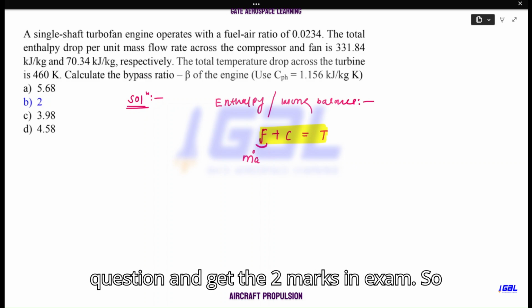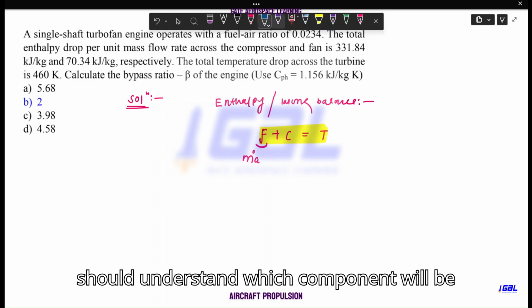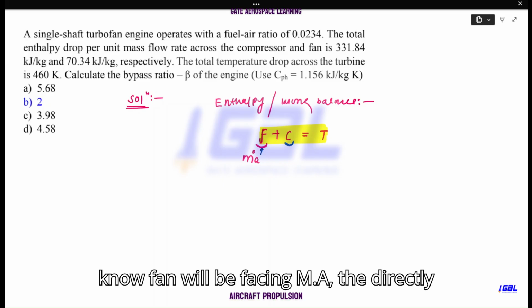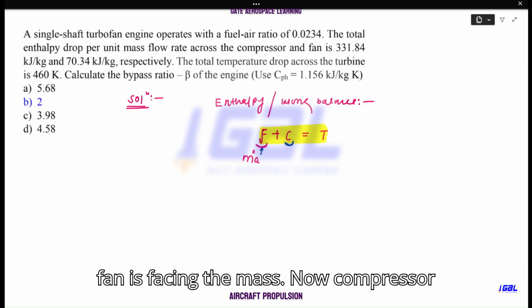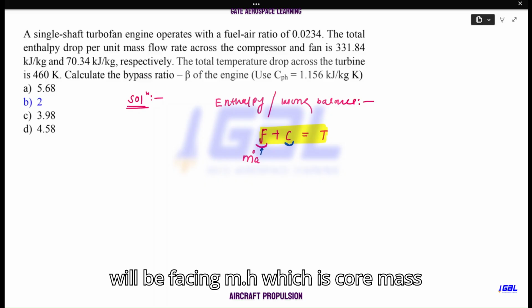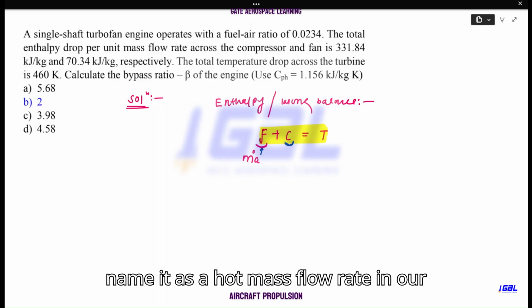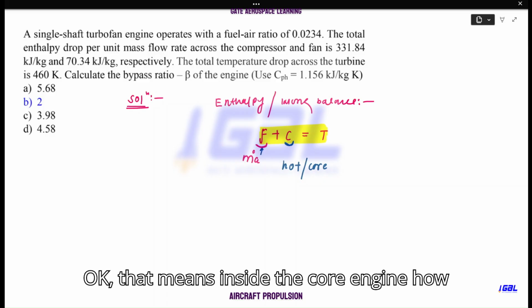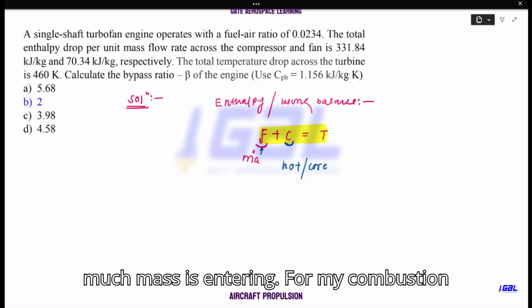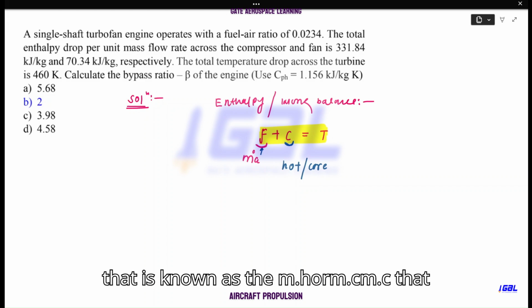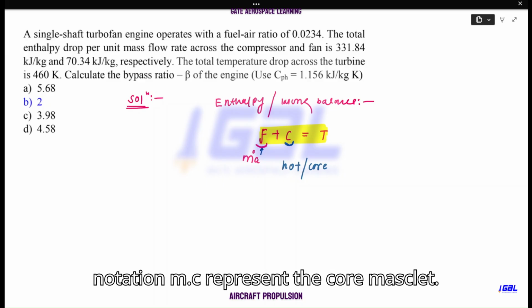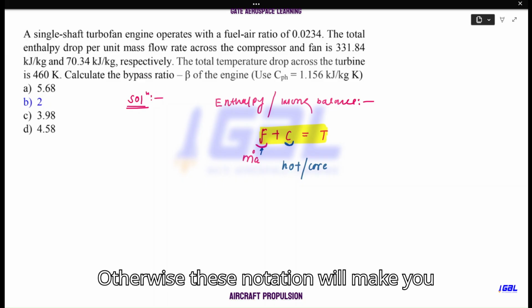So that is the important thing, that you should understand which component will be facing what mass flow rate. Now fan, we know fan will be facing m dot a, the mass flow rate of air directly. Now compressor will be facing m dot h, which is the core mass flow rate, or hot mass flow rate. We name it as the hot mass flow rate in our convention, or sometimes in books you will find this as the core mass flow rate. That means inside the core engine, how much mass is entering for my combustion, that is known as m dot h or m dot c. M dot c, that means core mass flow rate. But in our notation, m dot c represents the cold mass flow rate. I'll not go into detail of that, otherwise this notation will make you confused.